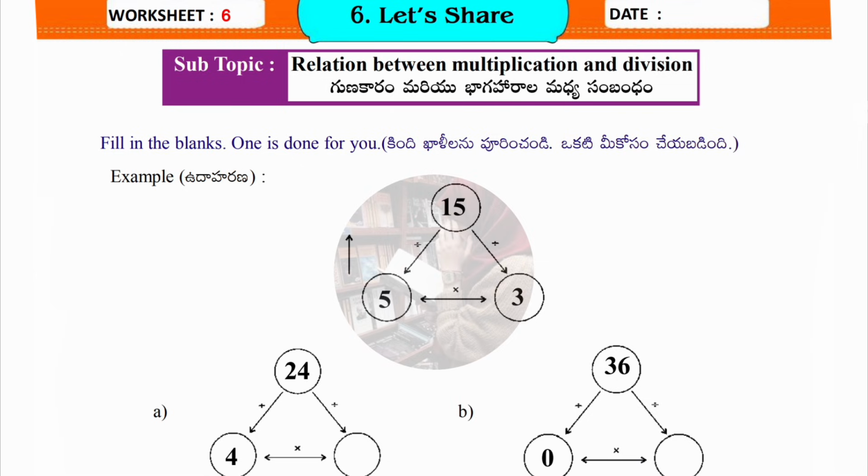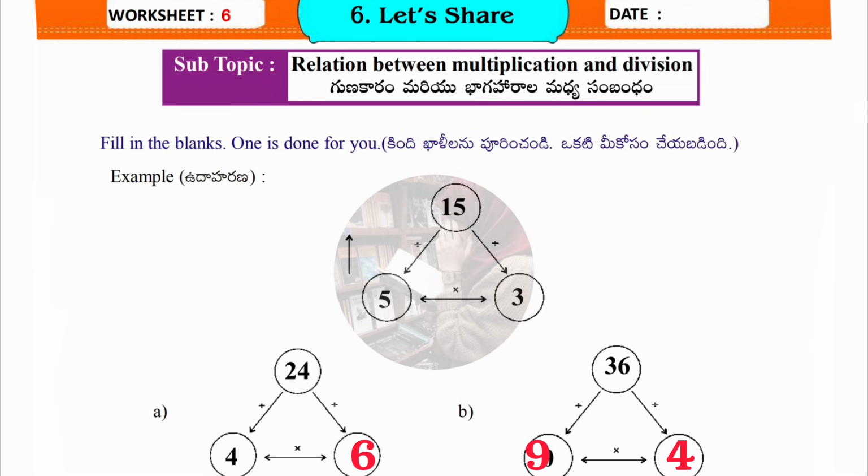Okay, same as the above problem, the example problem. Let's see. So 24 and 4 are given. What number do we have to multiply with 4 so that we will get 24? If you multiply 4 with 6, then we will get 24.